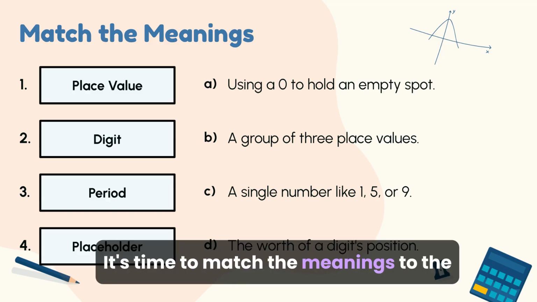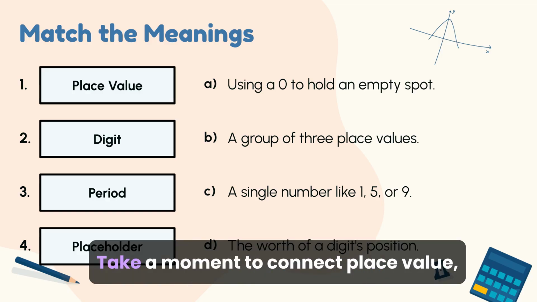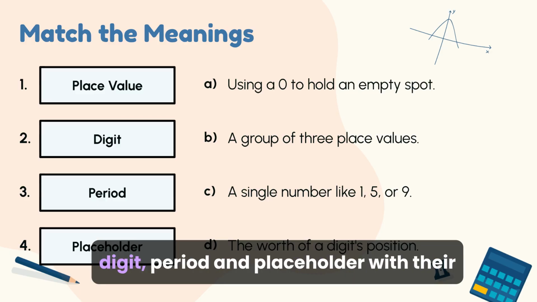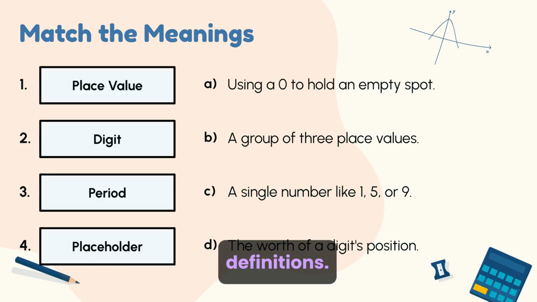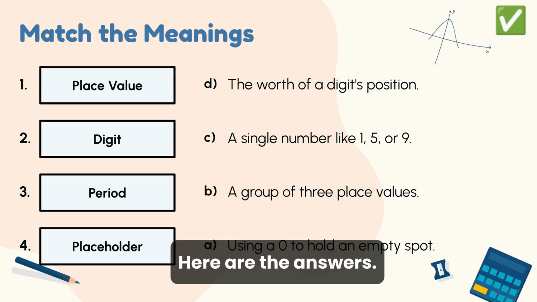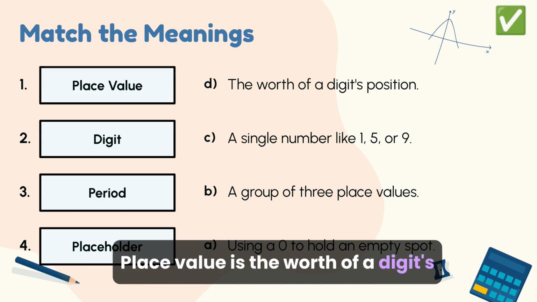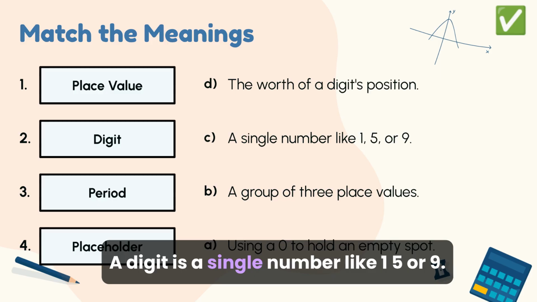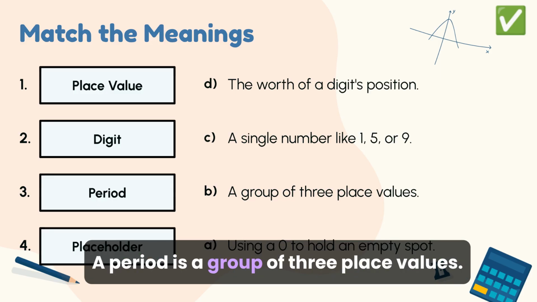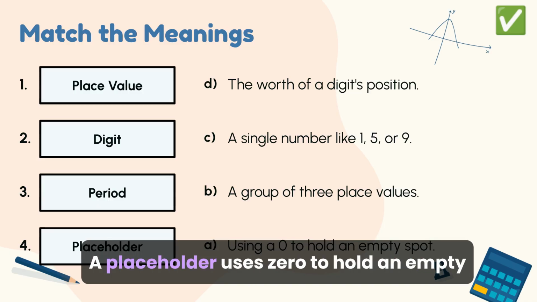It's time to match the meanings to the vocabulary terms. Take a moment to connect place value, digit, period, and placeholder with their definitions. Here are the answers. Place value is the worth of a digit's position. A digit is a single number like 1, 5, or 9. A period is a group of 3 place values. A placeholder uses 0 to hold an empty spot.